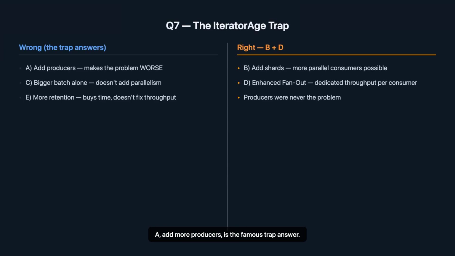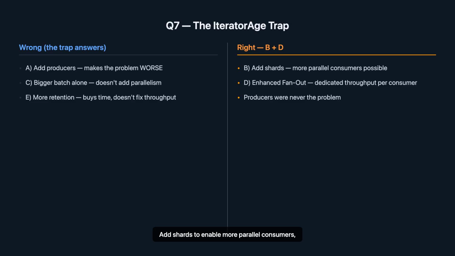A. Add more producers is the famous trap answer. Adding producers makes the problem worse. There's even more data piling up that the consumer can't keep pace with. C. A bigger batch size alone doesn't add any parallelism. E. More retention buys you time before data expires but doesn't actually speed up the consumer. The right pair is B and D.